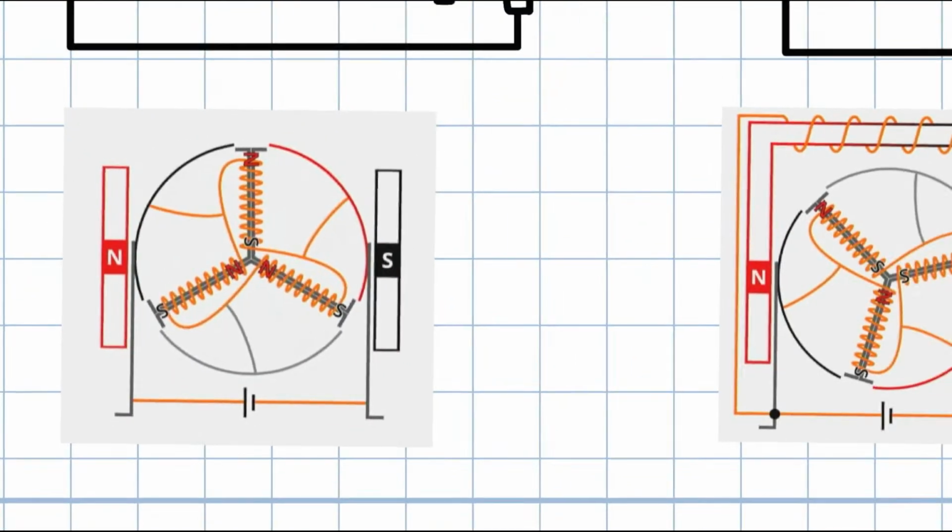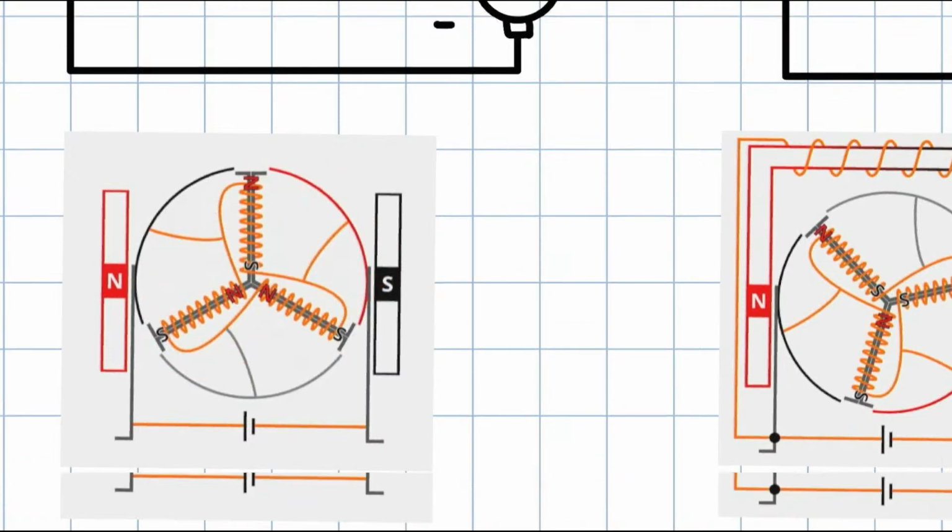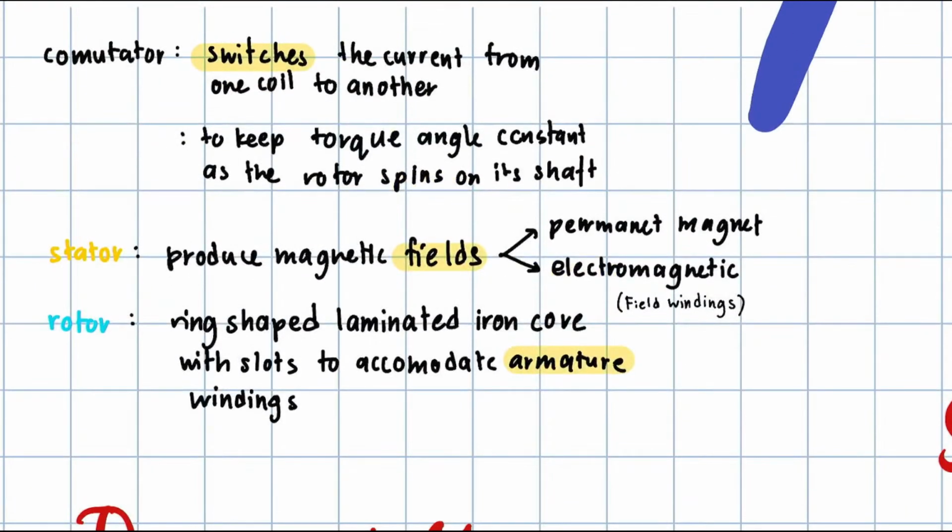So when electricity comes in, it will power this coil, and then it will generate electricity, and then it will spin. Like that. The stator is to produce a magnetic field.